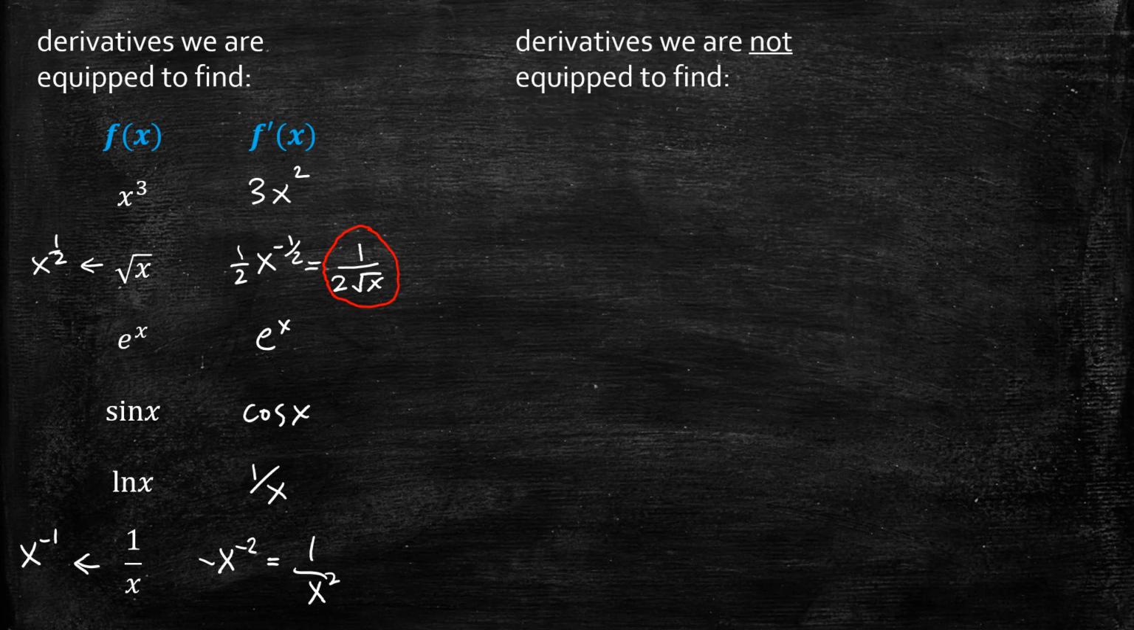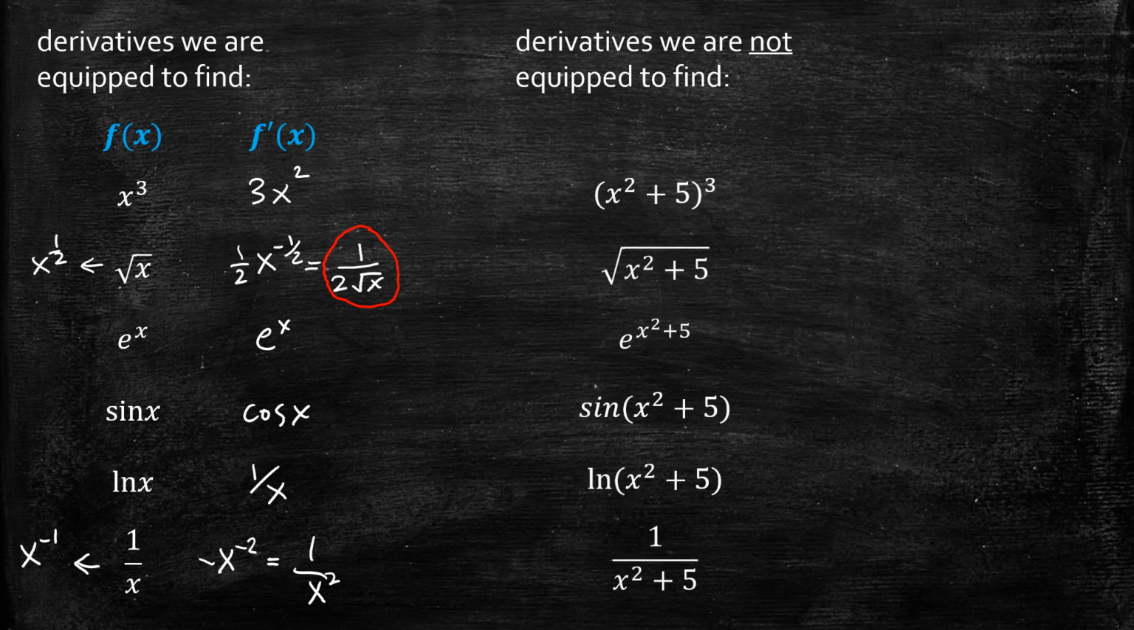But here are some derivatives we are not equipped to find. So I've taken all these functions on the left here and replaced x with x squared plus 5, as you can see. And what I've effectively done is created a composite function, which is this. I'm cubing x squared plus 5, I'm square rooting x squared plus 5. I'm basically inserting a new function into f rather than just x, a more complicated function. So these are composite functions, and we are not equipped to find them yet because, in fact, the chain rule will help us answer these.